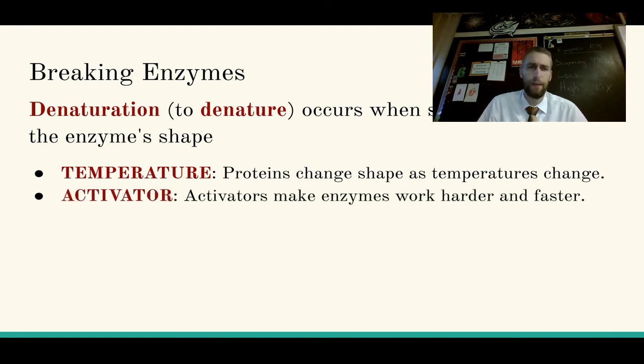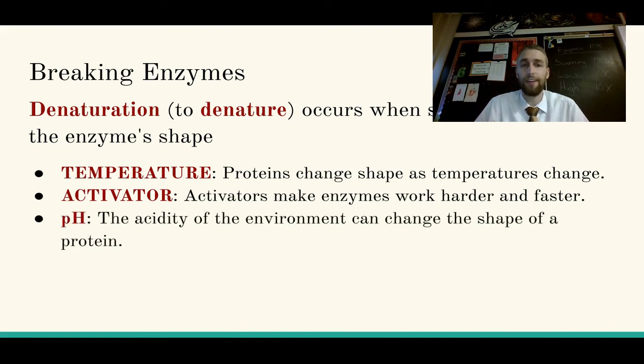This is sort of the opposite of denaturation: this thing called an activator. Activators are just other chemicals that might bind to an enzyme that actually make them work faster. And that's also based on shape. So they'll change the shape of the molecule and make it maybe a better fit for the substrate and help the reaction go quicker.